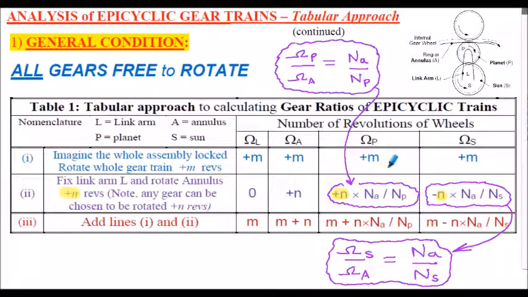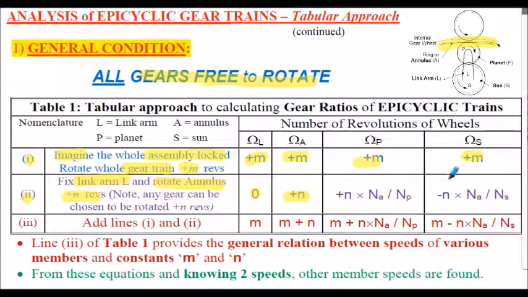And all I've done is transposing. I'm trying to find what the speed of P is, so I'm multiplying both sides here by the speed of gear A, and we know that the speed of gear A, the annulus, is positive n revs. So that's where the positive n revs is multiplying the number of teeth on the annulus divided by the number of teeth on the planet.